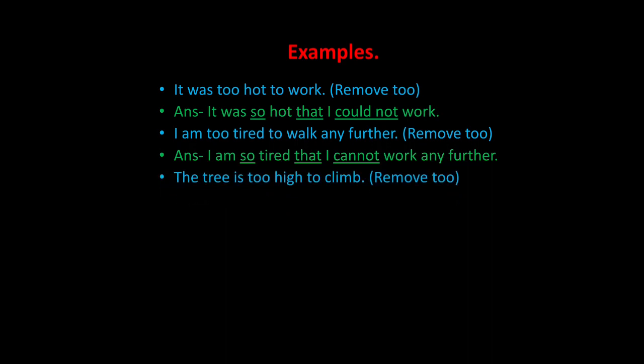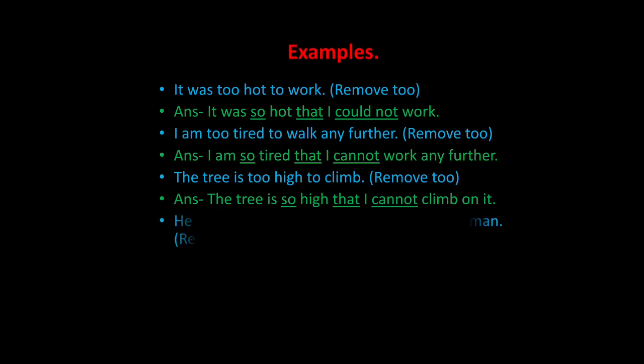Example number 3: The tree is too high to climb. This is also an affirmative sentence. Now the answer is: the tree is the subject, and because the subject is singular, "the tree is". Now instead of "too", we have to use "so that". The tree is so high that, with the affirmative sentence converted into a negative one, I cannot climb it.